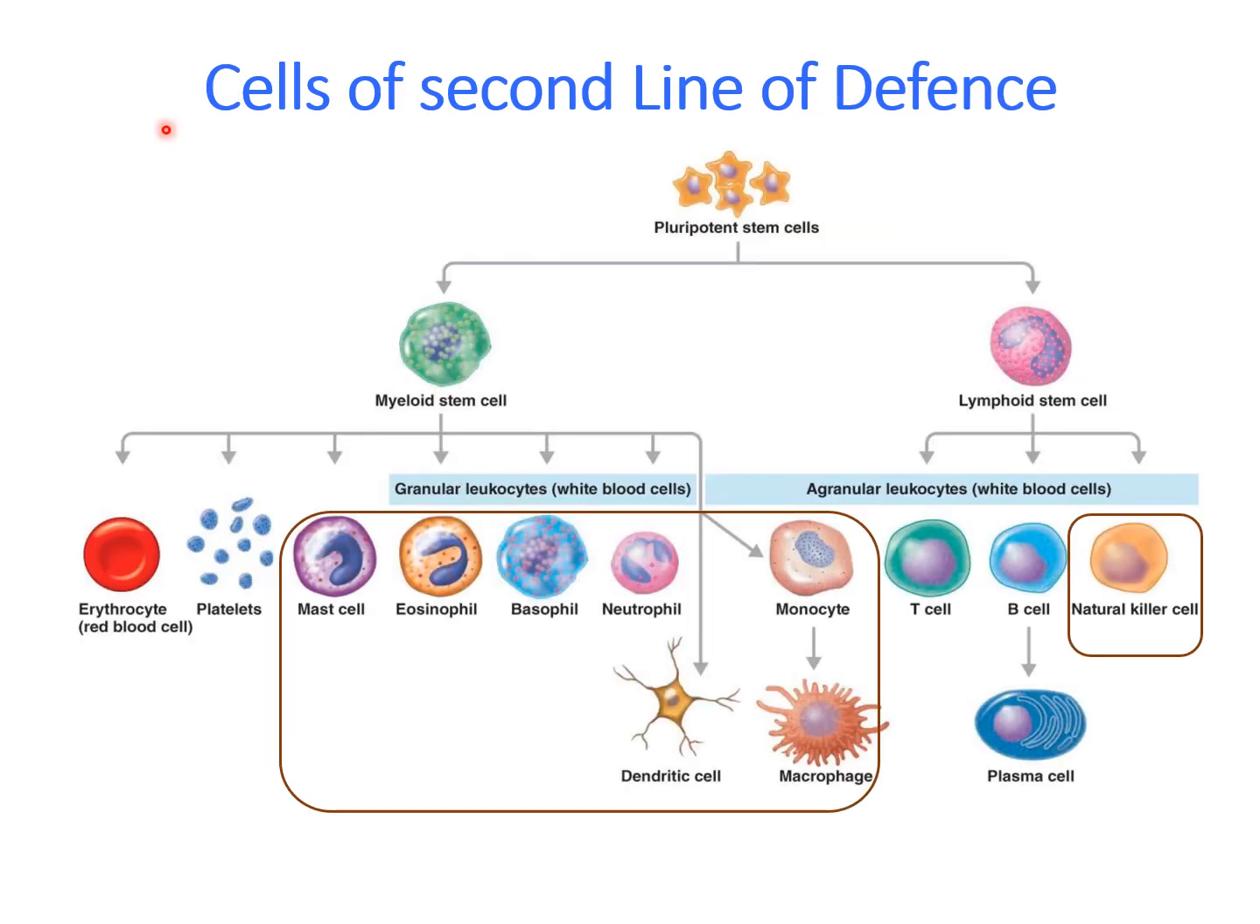This diagram here shows the various types of blood cells present in the body. Granular leukocytes consist of mast cells, eosinophils, basophils, and neutrophils, and agranular leukocytes include the dendritic cells, monocytes, macrophages, and the natural killer cells. All these cells play a role in the second line of defense.